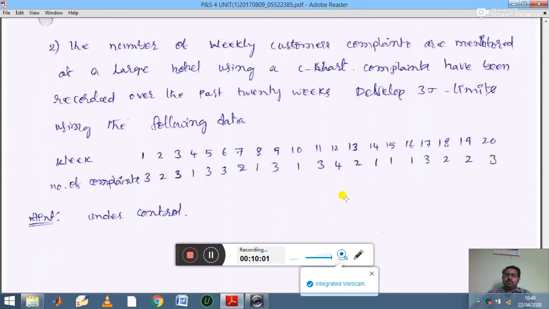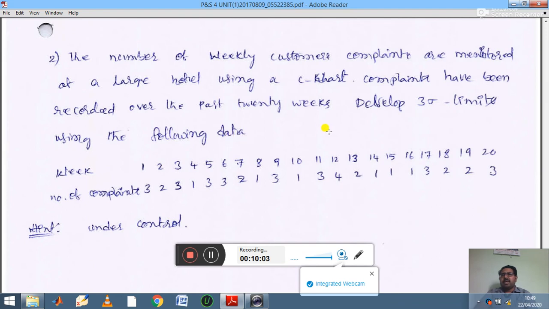In the same way, please try to work out the second example. Sample points from 1 to 20 and the number of complaints, which are nothing but the C values, are given. Here the hint is also mentioned: under control. If you draw the C chart for this, you get a curve that comes in between the UCL and LCL. Please try to work out these problems.